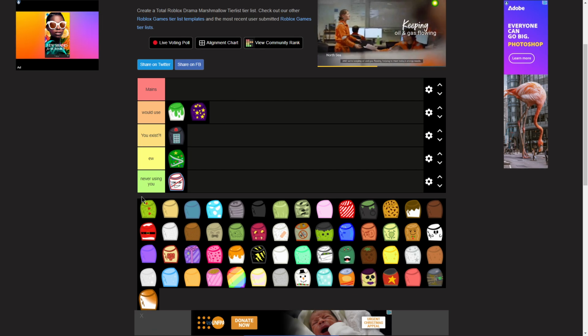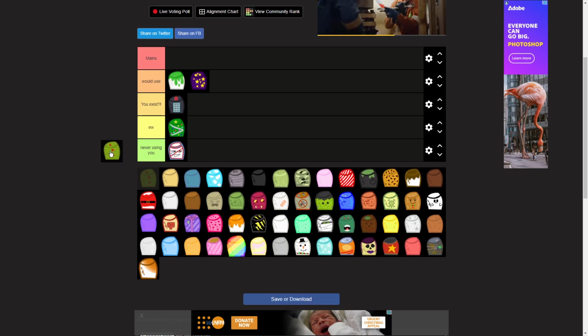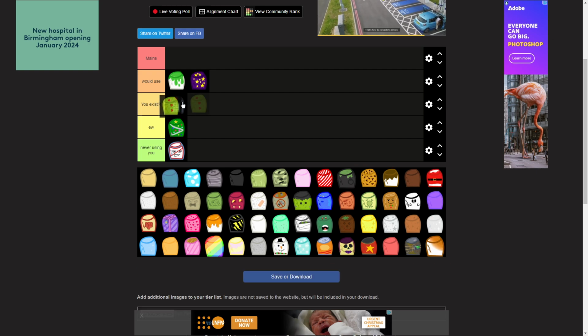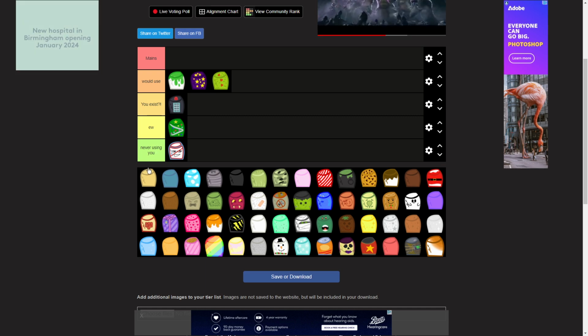But next we have the animatronic one. I'm going to put you in would use because I would use it for the Nikazoid. So yeah, that's really it. I would use it for the Nikazoid.